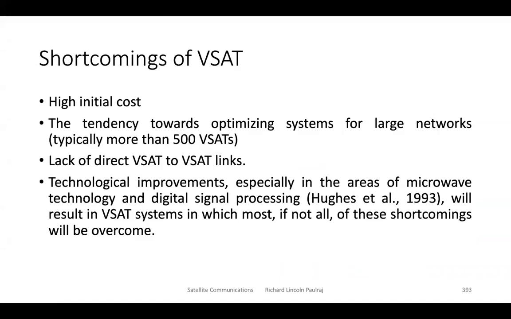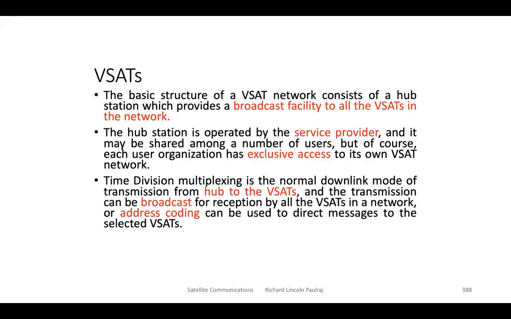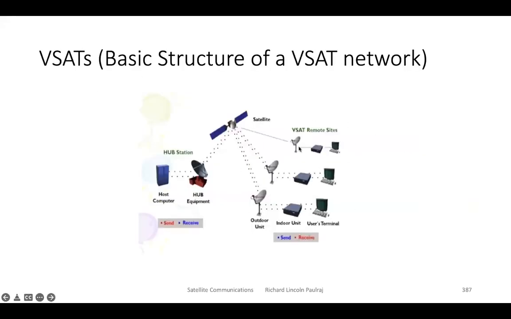So the initial cost is high, and there is a tendency towards optimizing the systems for large networks. Just imagine this was about 3 to 4 configurations. Now imagine if there is a huge network of about 500. This is going to be a complex network with a lot of hardware involved, because you need the outdoor unit, indoor unit, and individual computers for receiving the signals. So even though you're going to use a single satellite, it's still going to be a complex task.